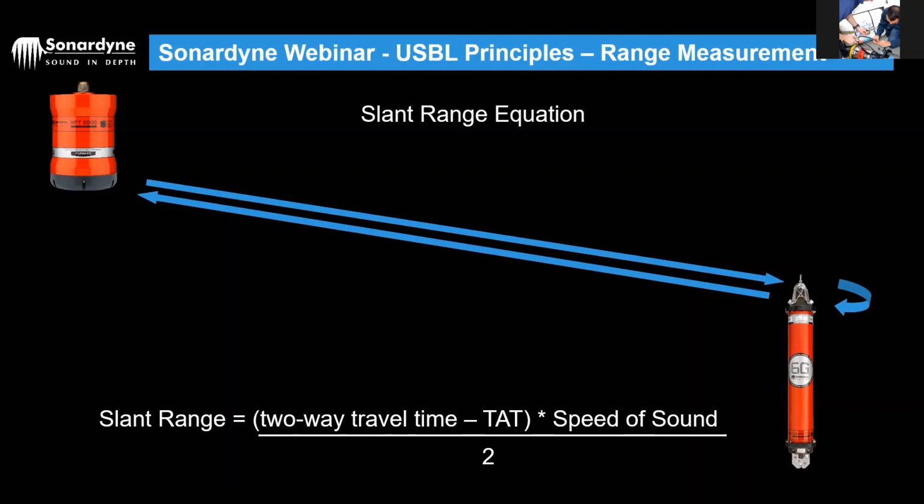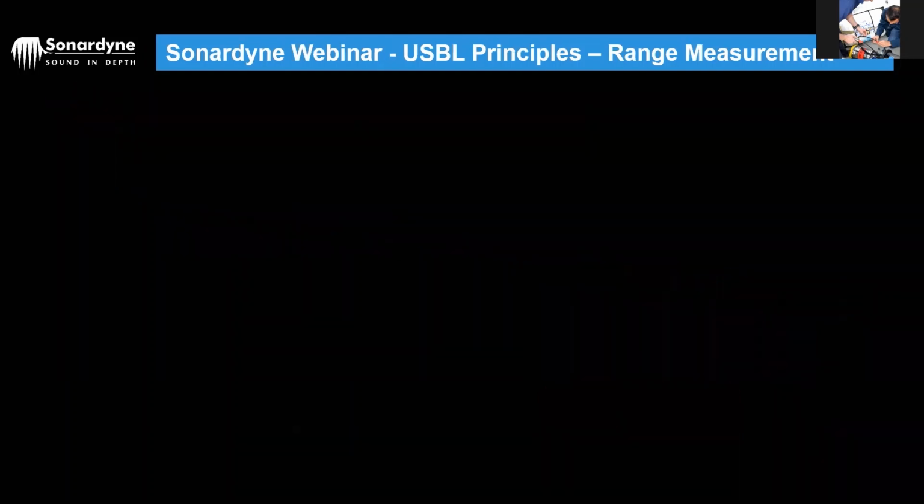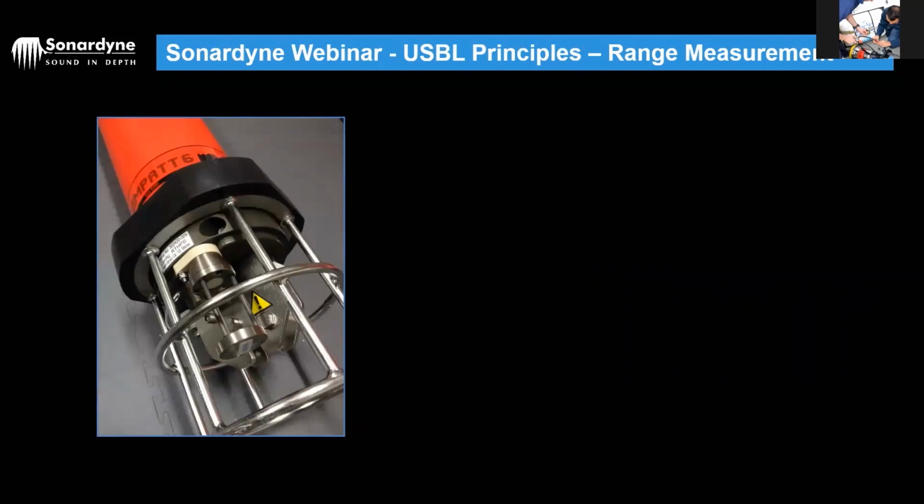Now, the key part of this equation, really, is that speed of sound element at the end. Obviously, we want to reduce the number of errors in our system. So if we've got a good, accurate speed of sound, then our range equation is going to be correct. So there's a few ways to get speed of sound into any acoustic system.